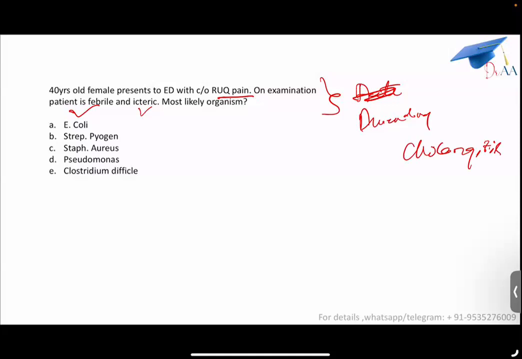There is a triad, that is right upper quadrant pain, icterus and fever. It's a Charcot triad. Charcot triad is suggestive of acute cholangitis, ascending cholangitis, sorry.